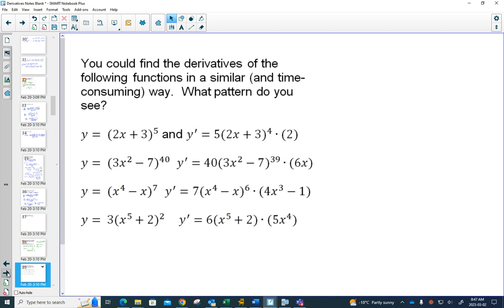So what we have is the chain rule from the pattern. It looks like we did the derivative of the outside function and kept the inside function the same. So we just did the derivative of the outside without worrying about the inside. The inside stayed the same. And then we multiplied by the derivative of the inside function. And that happened every single time. Derivative of the outside function, 40, subtract 1, keep the inside the same, multiplied by the derivative of the inside.